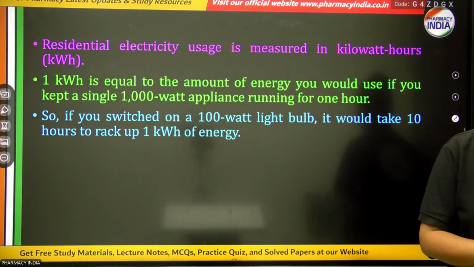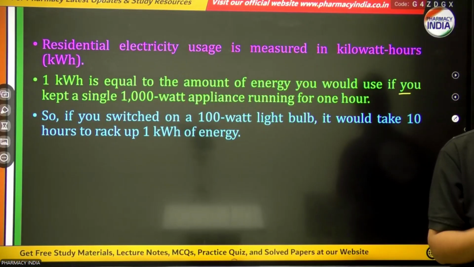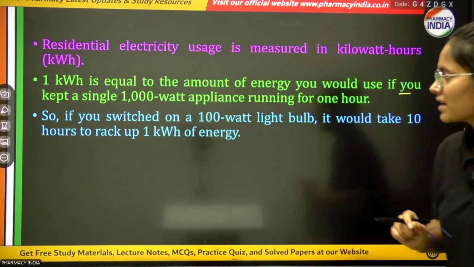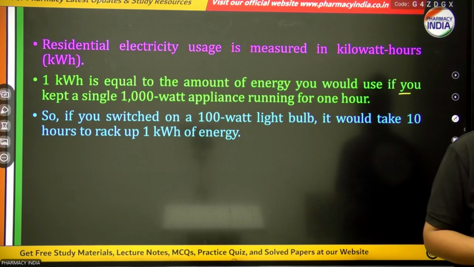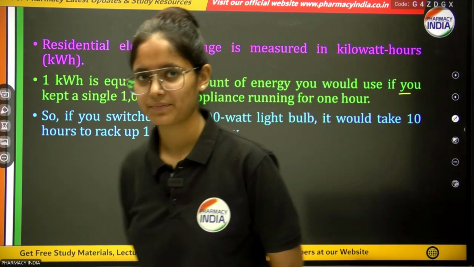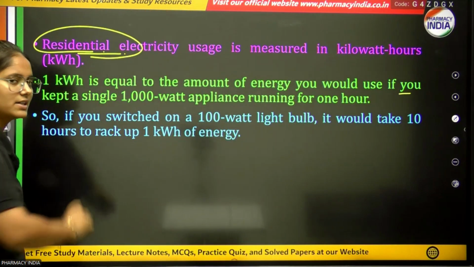1 kilowatt hour is equal to the amount of energy you would use if you kept a single 1000 watt appliance running for an hour. So if you switched on a 100 watt light bulb, it would take 10 hours to rack up 1 kilowatt hour of energy. So this is all about kilowatt hour or residential energy.